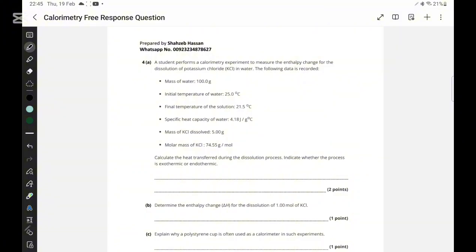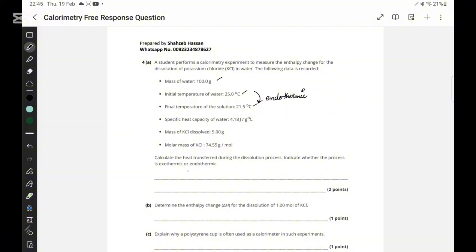In the next question, they are saying a student performs a calorimetry experiment to measure the enthalpy change for the dissolution of potassium chloride in water. The mass is given, the initial temperature is given, and the final temperature is this much. So you can see the final temperature drops, so definitely the process is going to be endothermic.